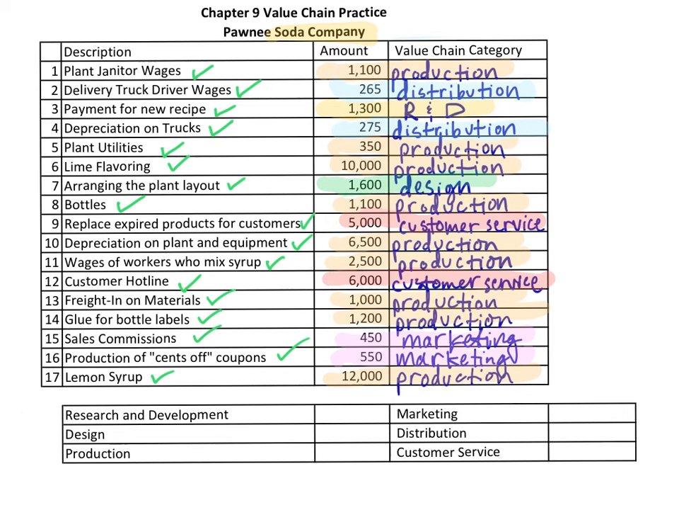Once you've done the math, you should come up to these totals. Research and development, $1,300. Design, $1,600. Production, $35,750. Marketing, $1,000. Distribution, $540. And customer service, $11,000. And we are now done with this question.